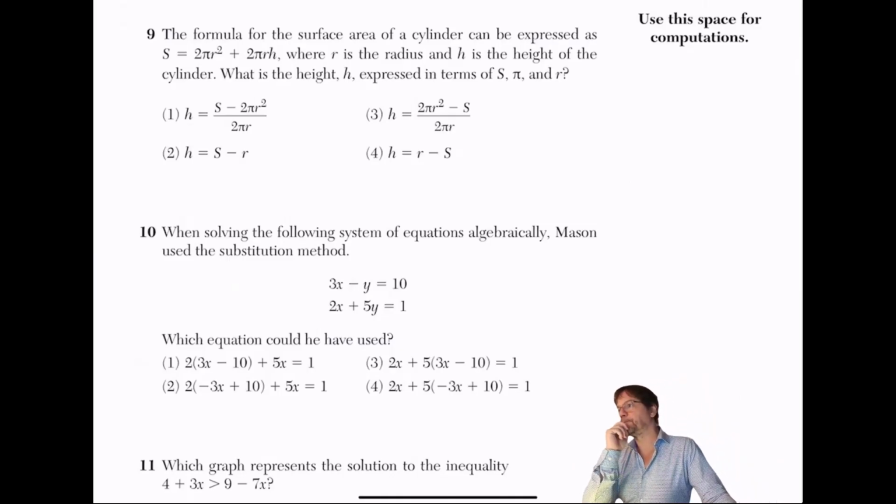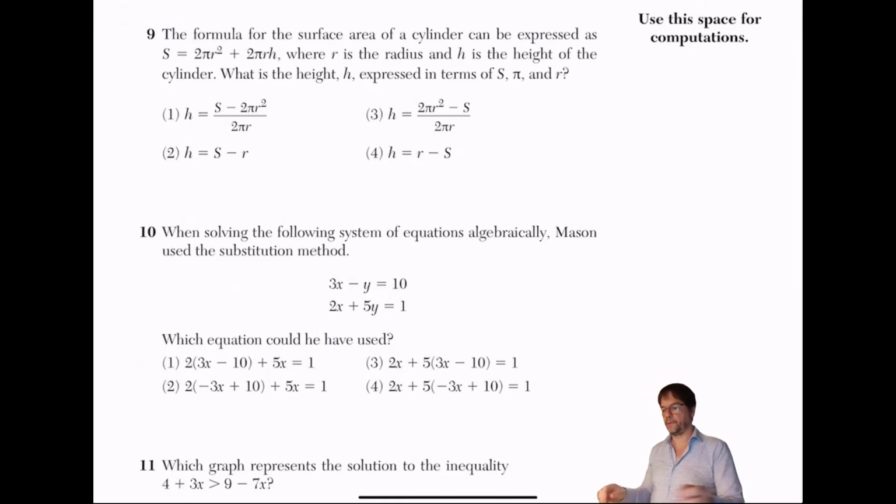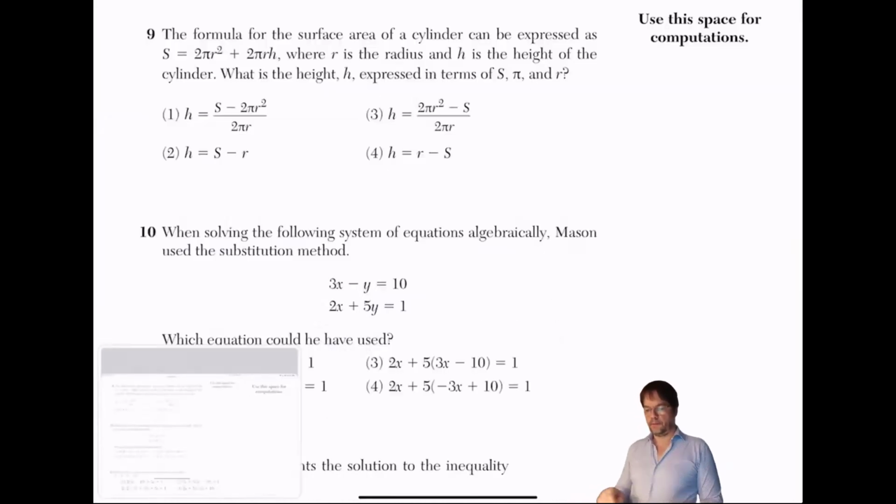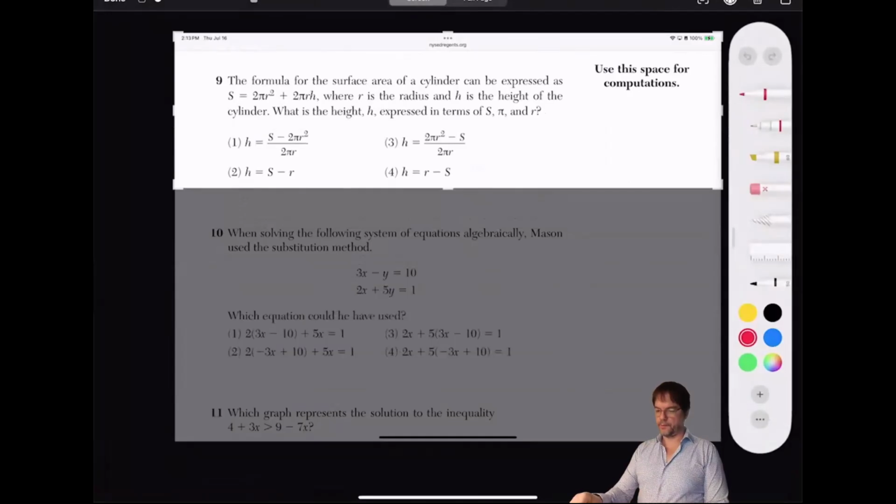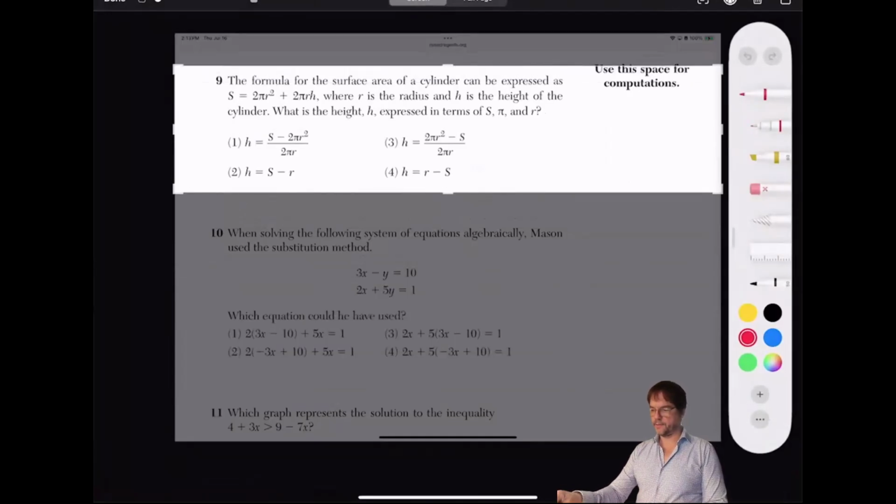Do you need help? Okay, let me do it in another place to create more space for us.